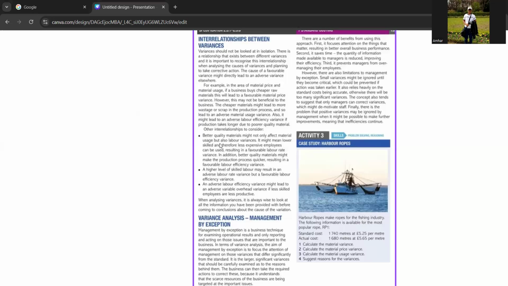Yeah. Now look at the second one. Higher level of skilled labor may result in an adverse labor rate. When the labor is highly skilled, it will result in an adverse labor rate because we have to provide them more salary, right? Yeah, we have to. When they are highly skilled, we have to provide more salary. Because of that, labor rate will be adverse, but favorable labor efficiency variance. Why will the labor efficiency variance be favorable?